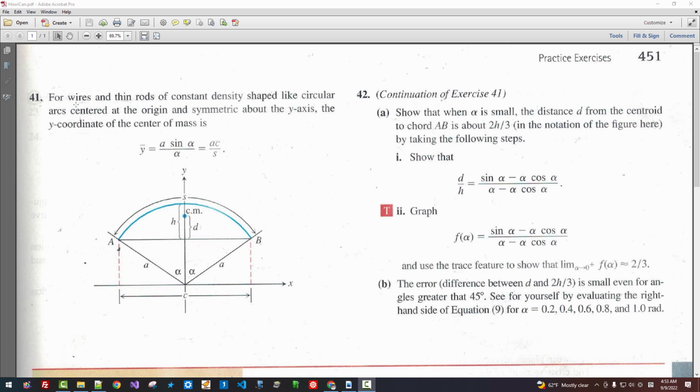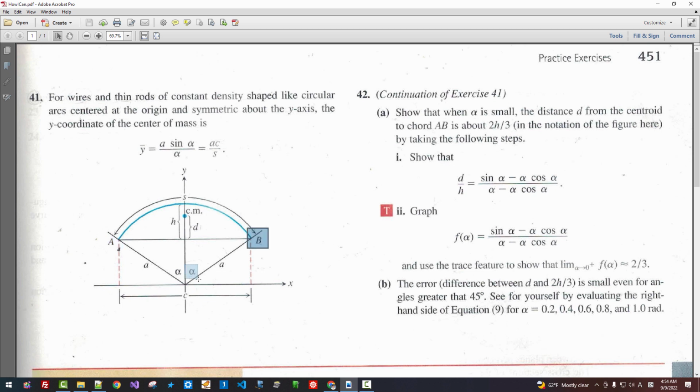Problem 41. For wires and thin rods of constant density shaped like circular arcs centered at the origin and symmetric about the y-axis, the y-coordinate of the center of mass is calculated like this. So this is the wire. S is the arc length of this wire. From A, this blue line is the wire.